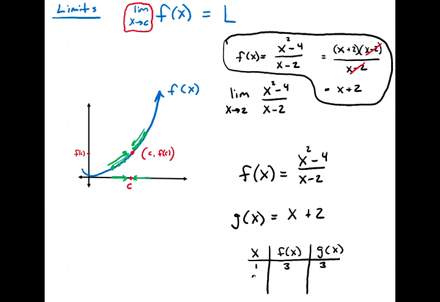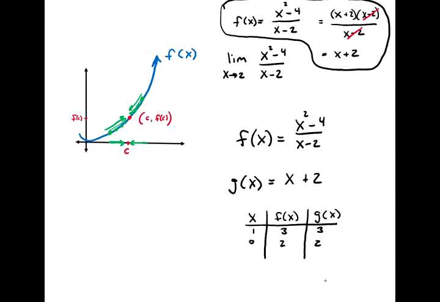If we plug in 0, 0 minus 4 over 0 minus 2, negative 4 divided by negative 2 is 2. If we plug in 0 to the g of x function, g of 0, 0 plus 2 is also 2. Now, this will always be the case: f of x and g of x will be equal to each other, except what happens if we plug in 2 for x?